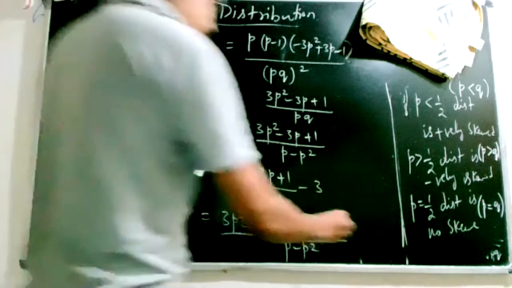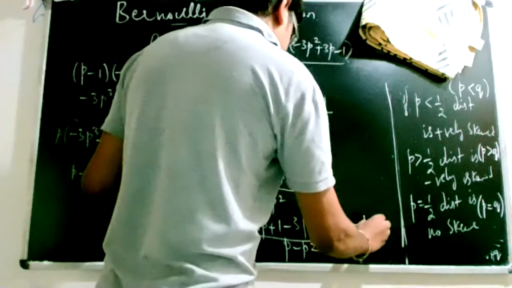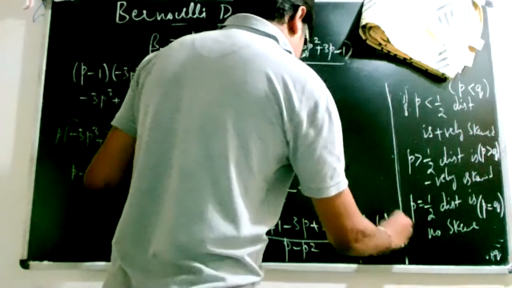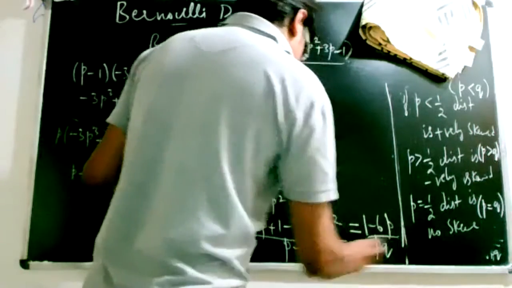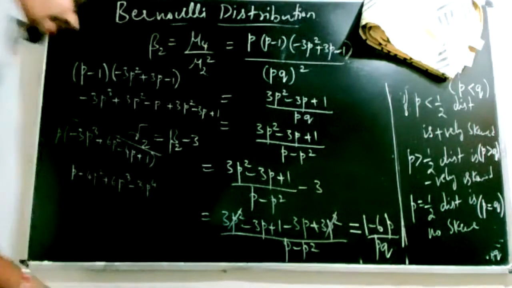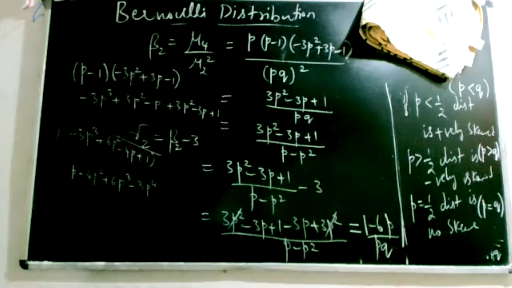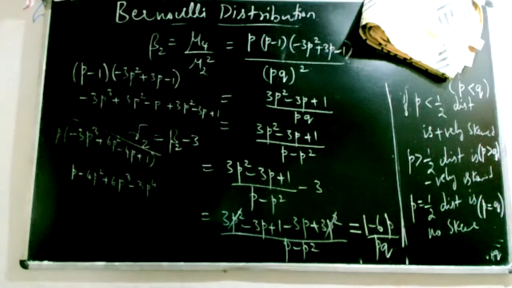So this should come to 1 minus 6pq. So this 3p square should get cancelled. And why is it not happening? p into 1 minus p, minus p square. So minus of 3 into p plus 3p square. What is that? Minus 3p square.